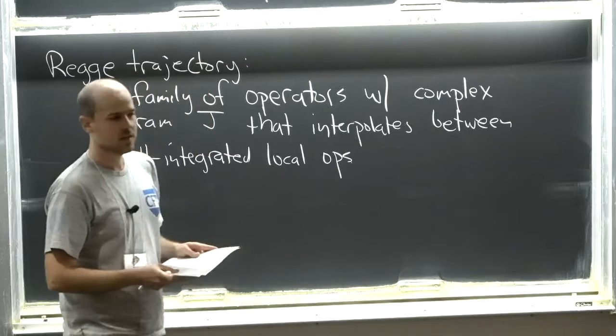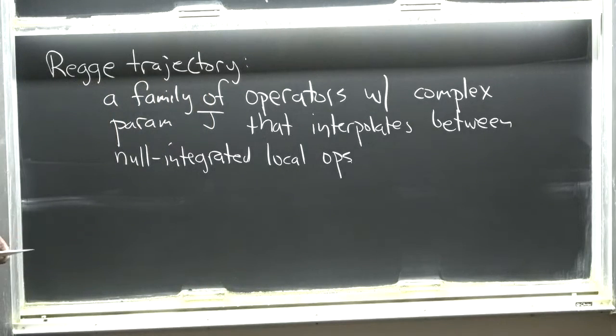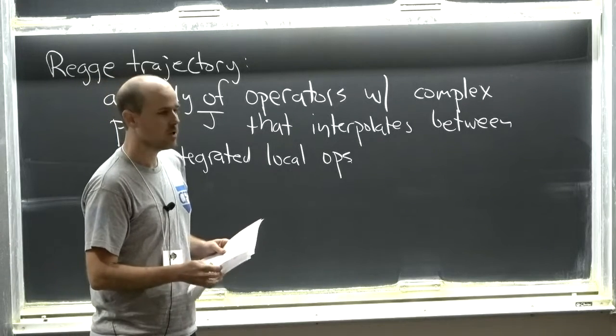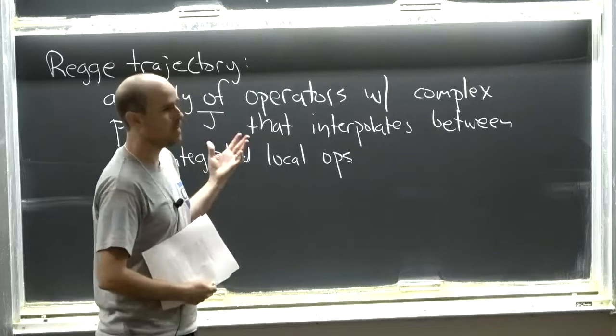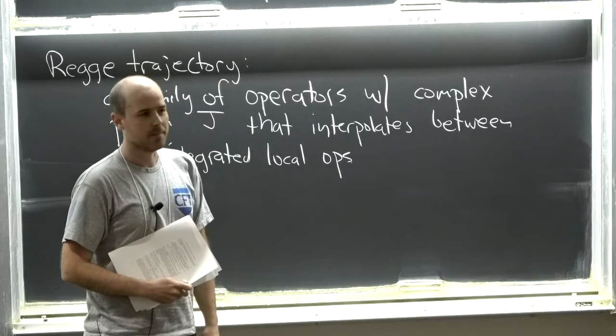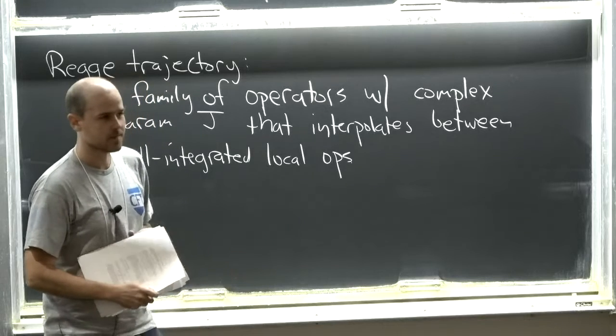The question is, is there a sense in which the epsilon j's are independent or dependent on each other? That's a good question. In this case, they're related by analytic continuation in this parameter j. And that's the best I can say at this point.